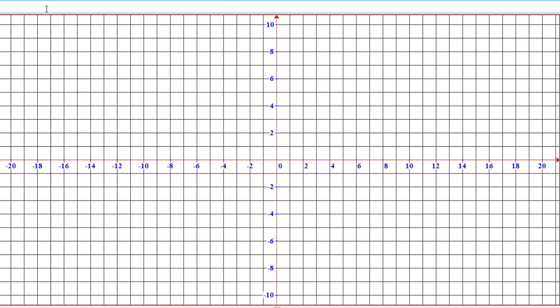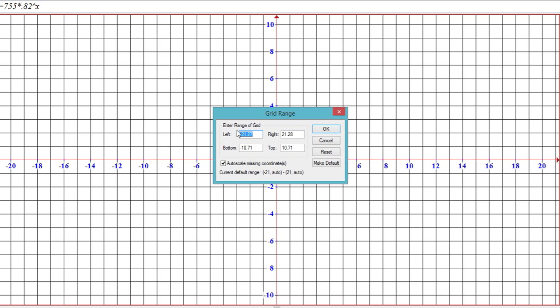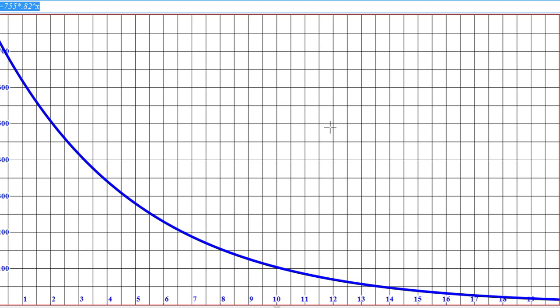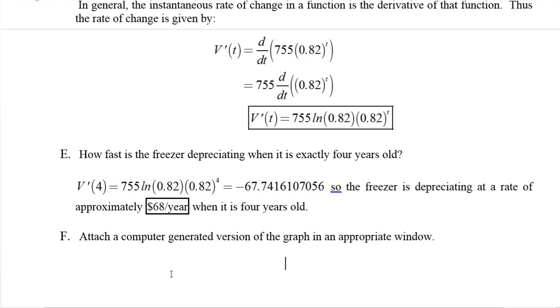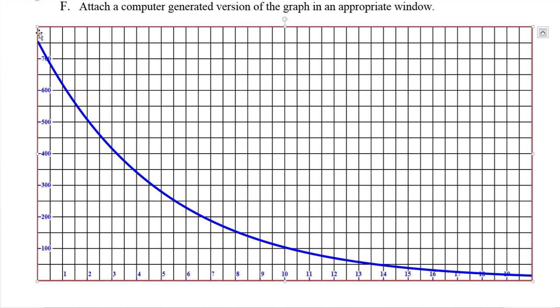So here's Graphmatica. Type in y equals 755 times 0.82 to the power x. And we don't see anything because it's a bad window. Change our window. Start the left at 0, the bottom at 0. The top needs to go to 755. I'll go to 800, and just a little extra. And the right, let's try 20 years and see what happens with that. And there we go. There's a decent looking graph. So let's copy that, paste that in here. Of course, we could do the same thing on our graphing calculator as well.